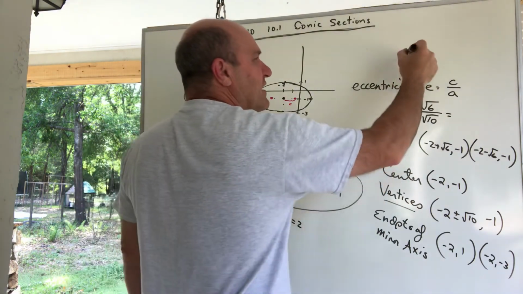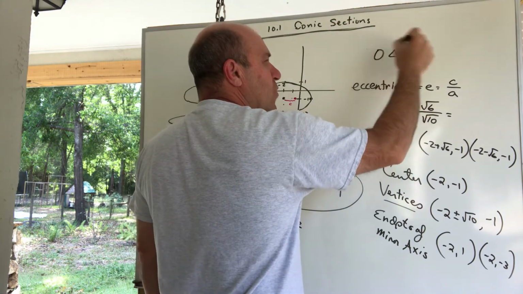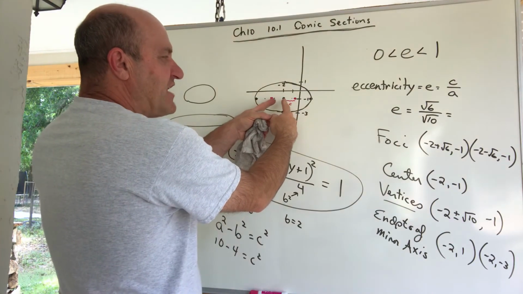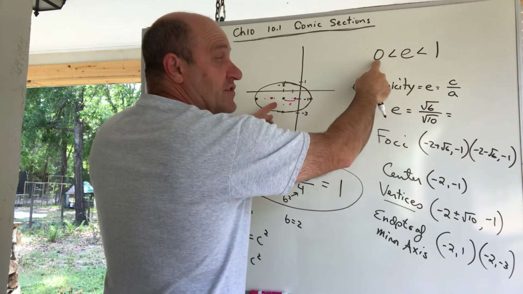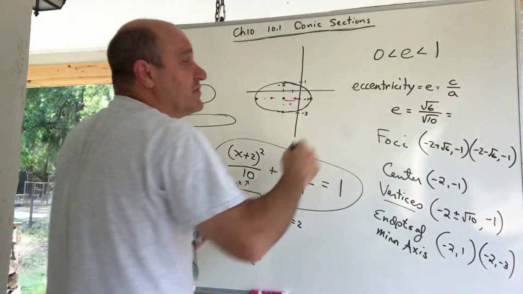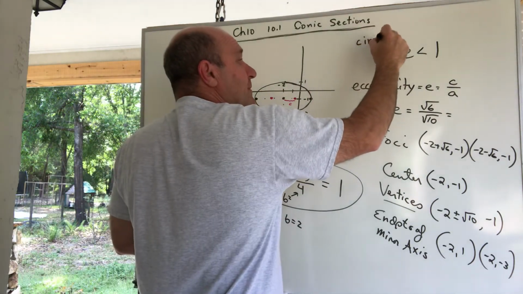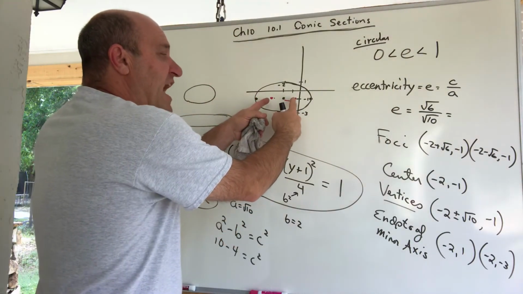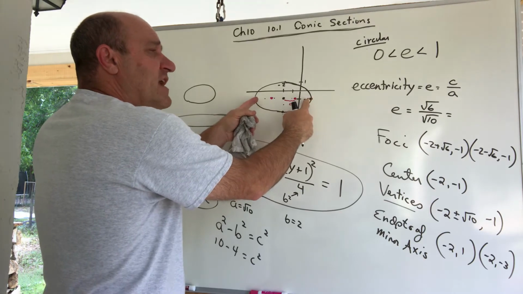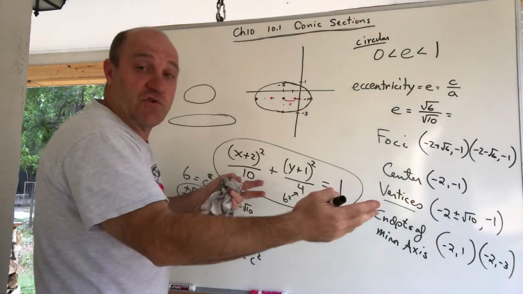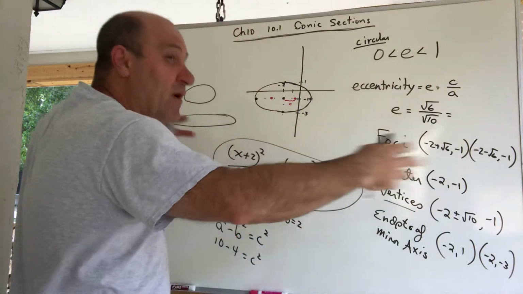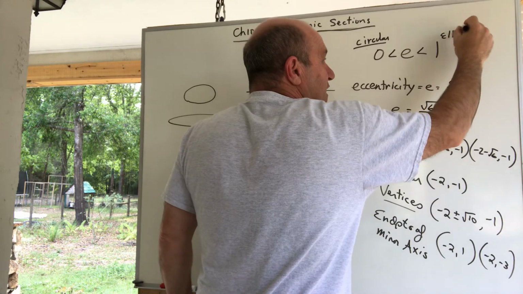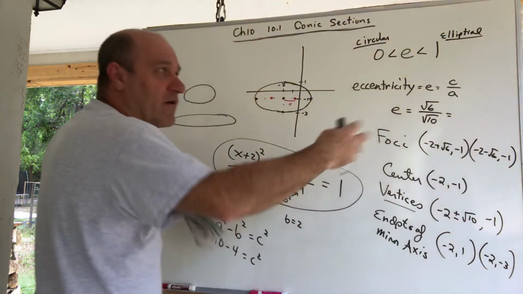I tell you what though, it's always a number between 0 and 1. The eccentricity is always between 0 and 1. When those foci are really close to the center, then the eccentricity is closer to 0. And when the eccentricity is closer to 0, it's way more circular. When those foci are further out, close to the vertices, then that ratio of c to a is closer to 1. And when it's closer to 1, it's more elongated. It's a more elongated ellipse.